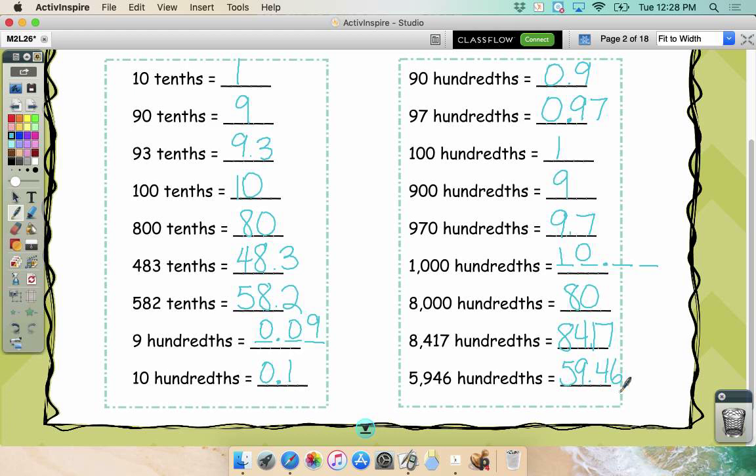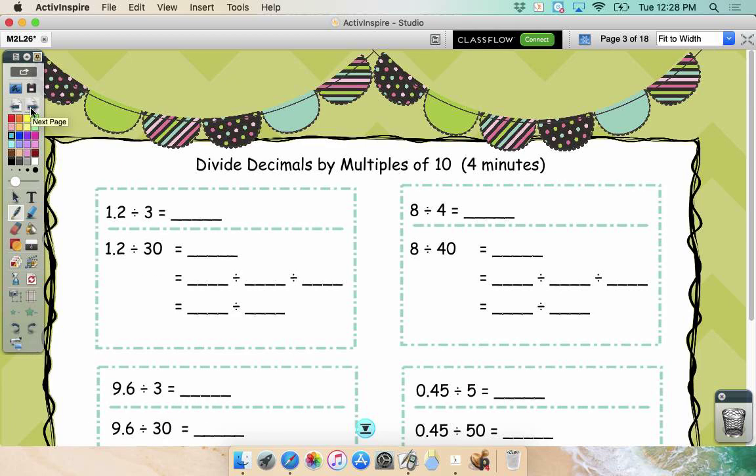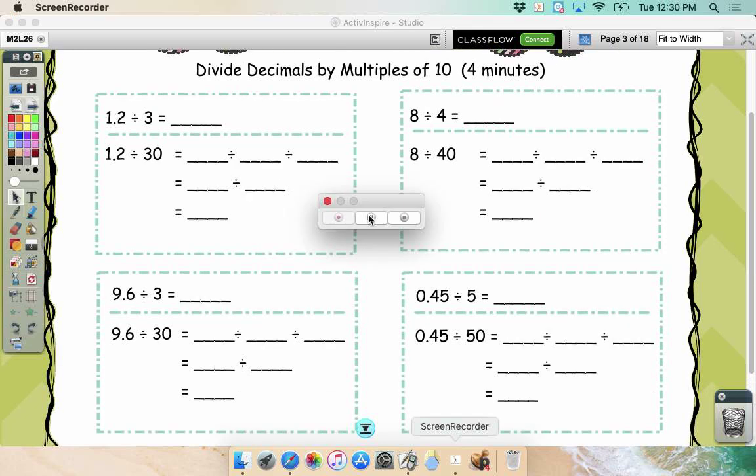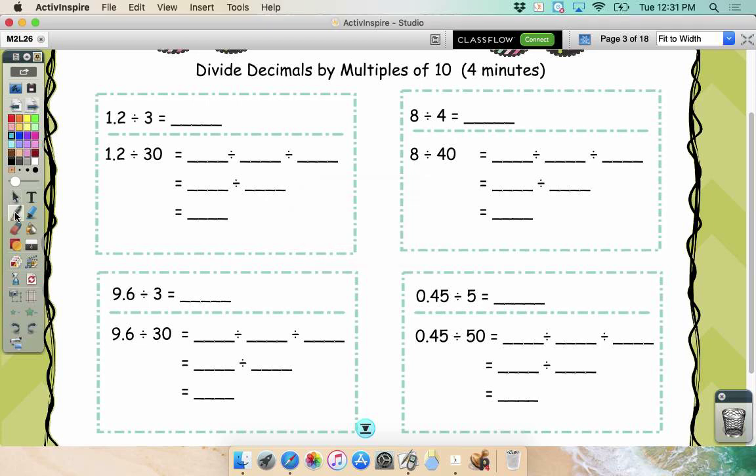All right. So that's a review of decimal place value. We good? Okay. This is something a little new, and I think you're going to like it. Let me fix this so it looks the same. Let's take a look at this first one. What's 12 tenths divided by 3? 4 tenths. How do you write it? 0.4.